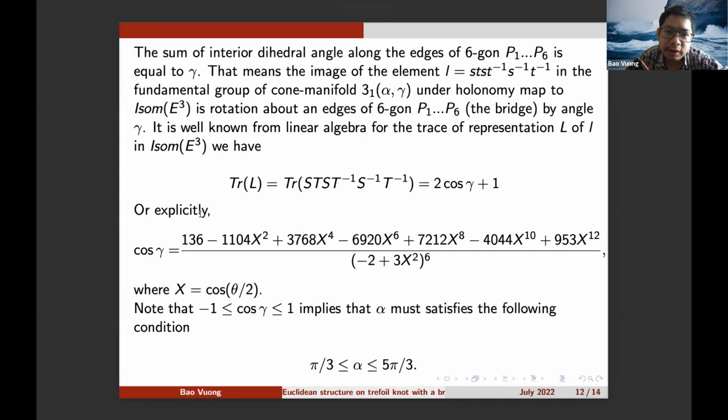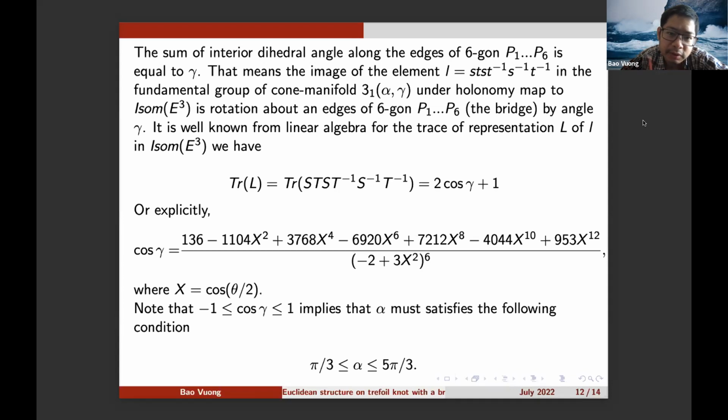And furthermore, we have that the sum of interior dihedral angles along the axis of sigma P1, P6 is equal to gamma, and that means that the image of the element L, which is in the relation of the fundamental group of the cone manifold 3-1, under the homomorphism to the isometry group of E3 is a rotation about an edge of the cone by angle gamma.